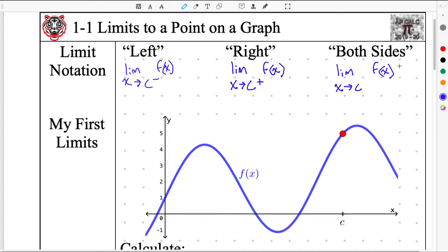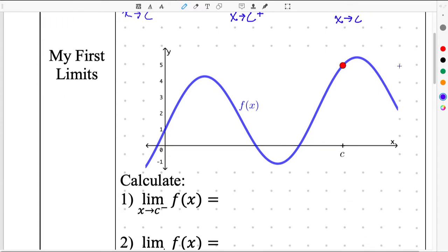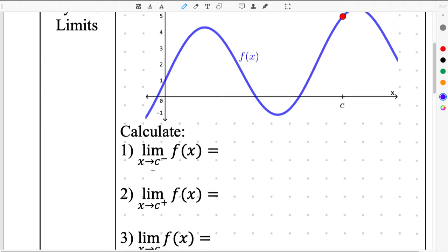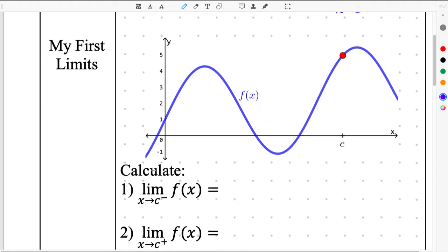Okay, so what does that even mean now? Let's talk about what these things mean. So I rewrote them. That's what they look like when they're typed up, 1, 2, and 3. I want you to find what those limits are. And limits are really asking, what is your height approaching? What is your height approaching? Sometimes you actually know what it is at that point, but I just care what happens right before that point.